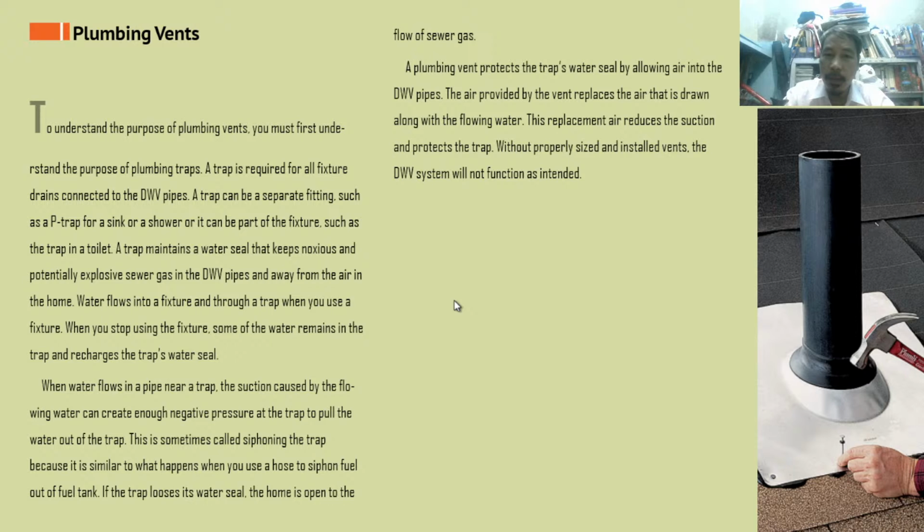The air provided by the vent replaces the fresh air that is drawn along with the flowing water. This replacement air reduces the suction and protects the trap. Without properly sized and installed vents, the DWV system will not function as intended.